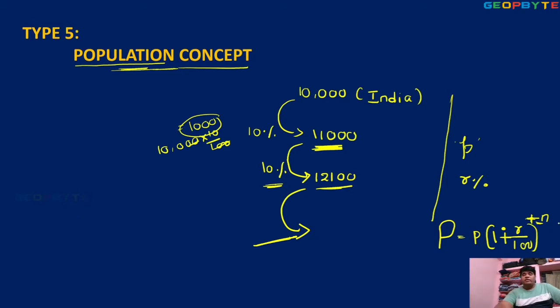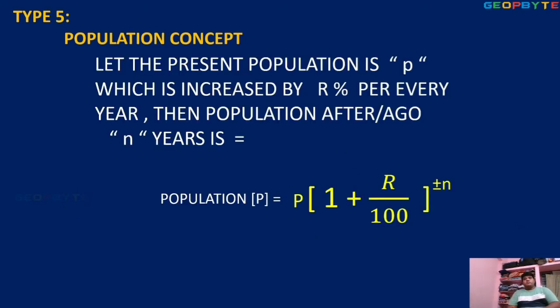Confirmation. Look, the present population is small p, which increases by r percentage every year. Then the population after or ago n years is: p plus population increase, that's why this plus symbol. In the power, plus means after, and minus means ago or before. This is the concept, children.